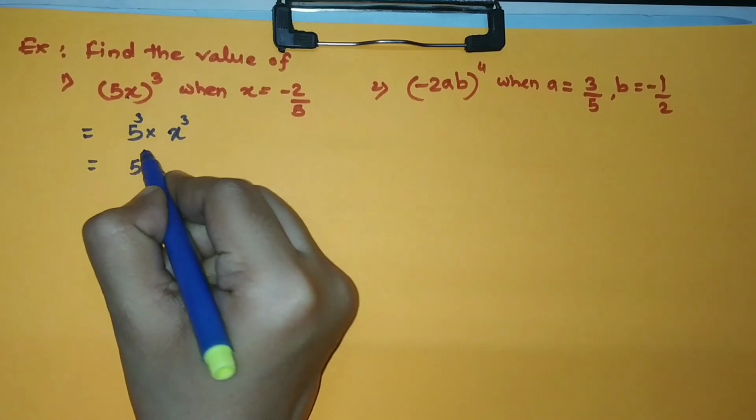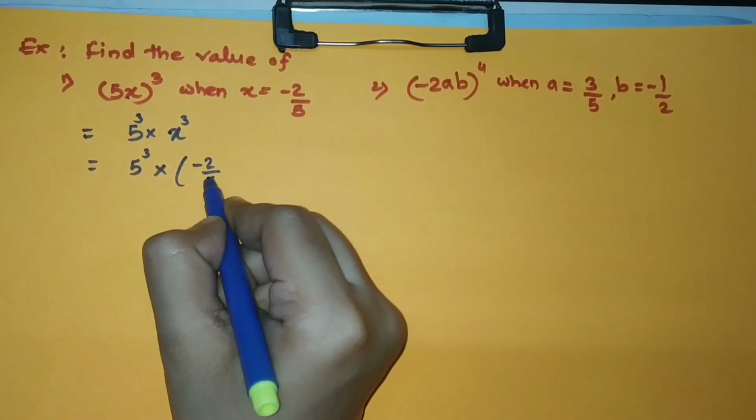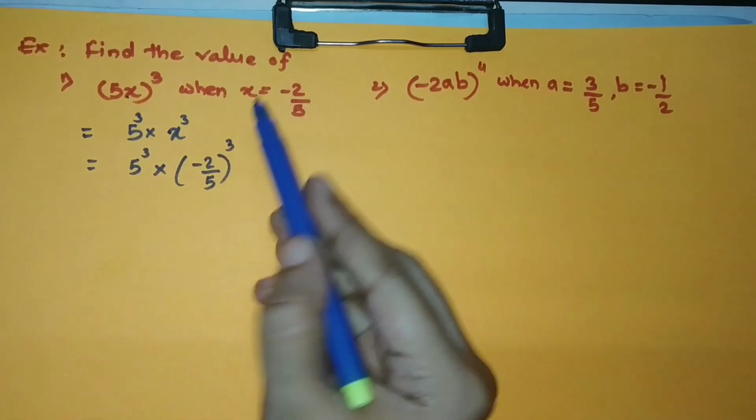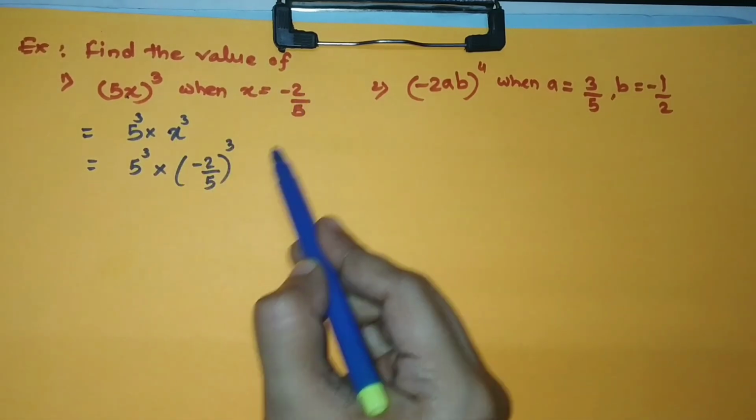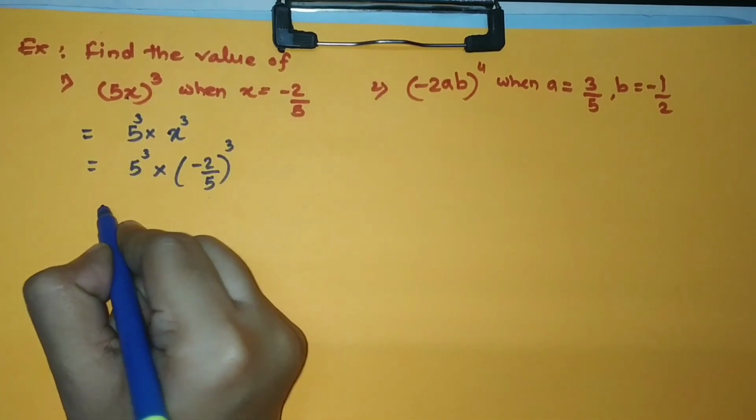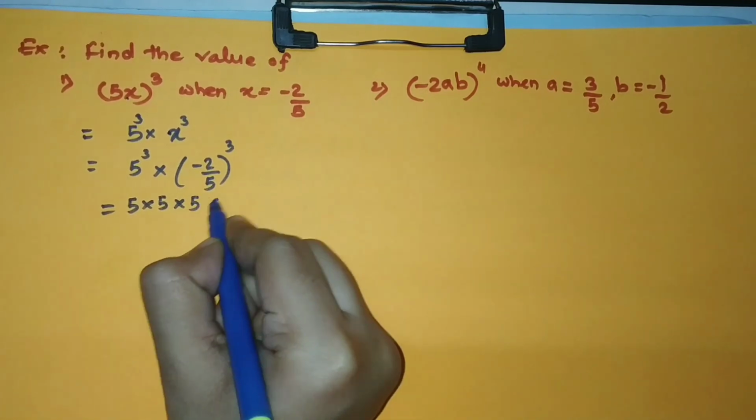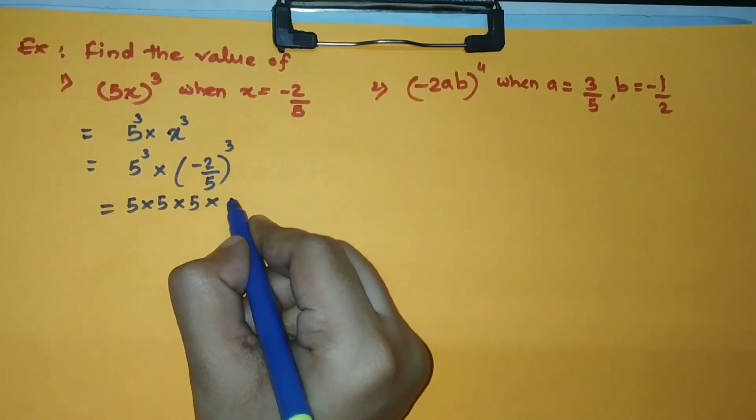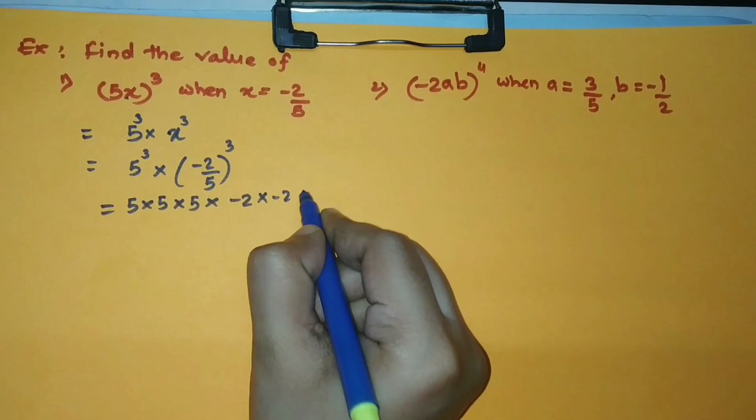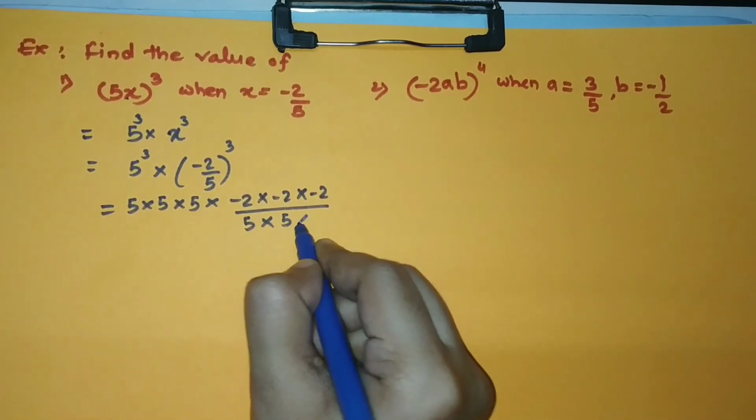So you can write it down later also. Into the x value I want to substitute here, that is (minus 2 by 5) whole cube. Here the x value is minus 2 by 5, so you can put it here. Now just write it down. 5's cube is nothing but 5 multiplied by 5 multiplied by 5. And this is nothing but what? Minus 2 into minus 2 into minus 2, divided by 5 into 5 into 5.